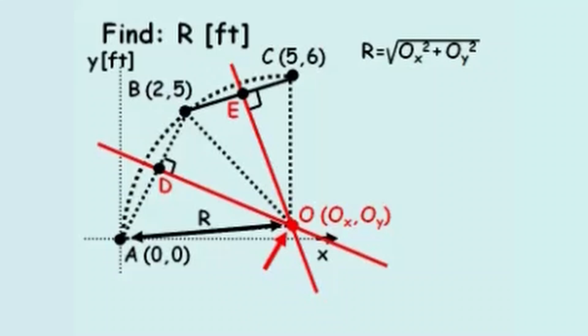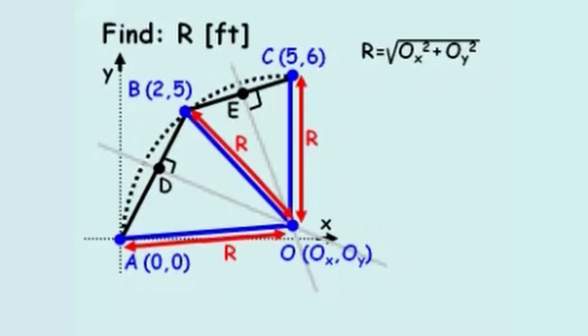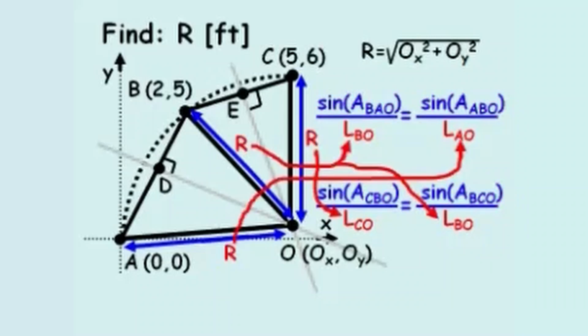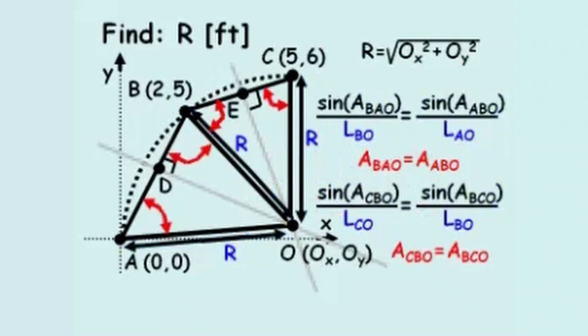Both triangle ABO and triangle BCO are isosceles, since line segments AO, BO, and CO are all equal to the radius of the curve. Then, from the law of sines, we substitute in the radius for lengths AO, BO, and CO into the denominators, and the sine terms drop out, such that angles ABO equals angle BAO, and angle CBO equals angle BCO.